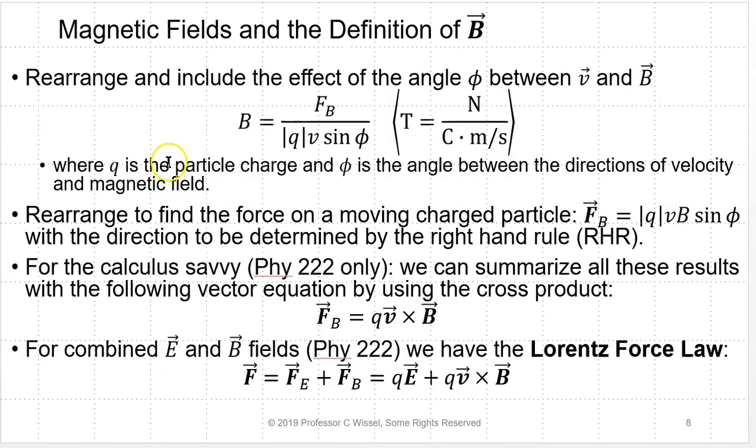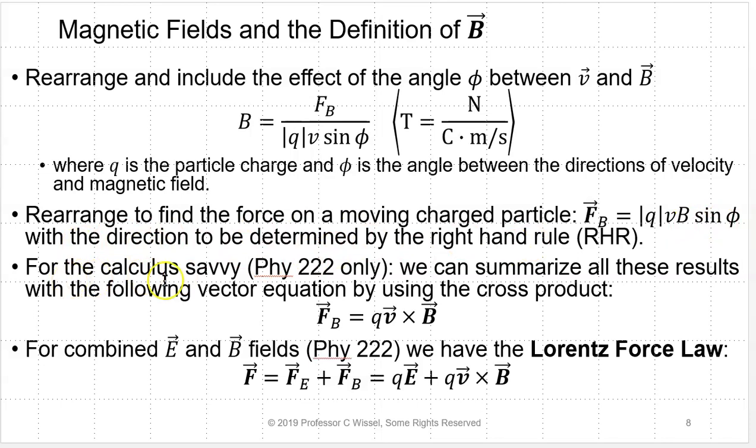So we're going to rearrange this and include the effect of the angle phi between v and B, and we've just done that. B equals Fb over |q|v sine phi. And of course, we rearrange this now to find the force on a moving charged particle. So Fb equals |q|vB sine phi. And of course, the direction is determined by the right-hand rule.